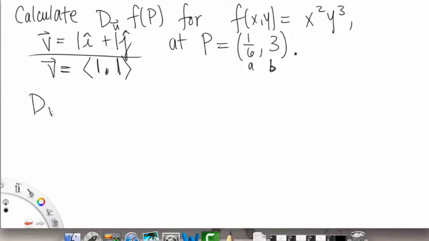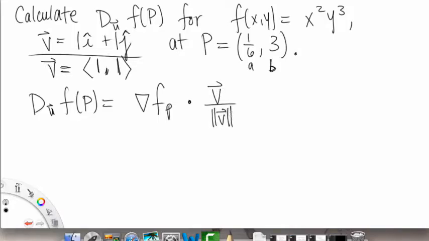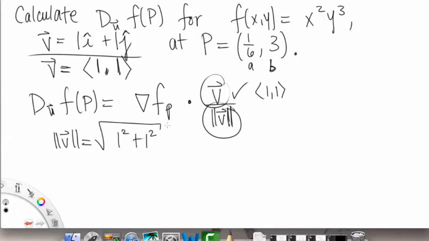So let's write down the formula for the directional derivative. That would be D sub u f of p, or of a, b. That's going to be equal to the gradient of f at p, dotted with the direction vector over the magnitude of that direction vector. So we know this already, that's 1, 1. And now let's find the magnitude of that v. We're going to square both of them, add them together and then square root it. So we get the square root of 2.